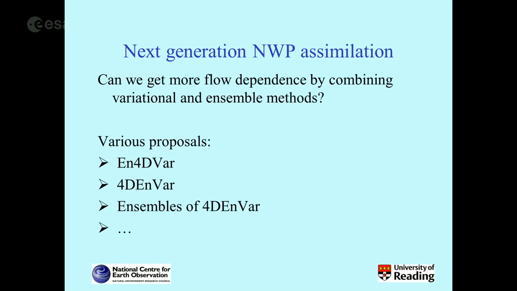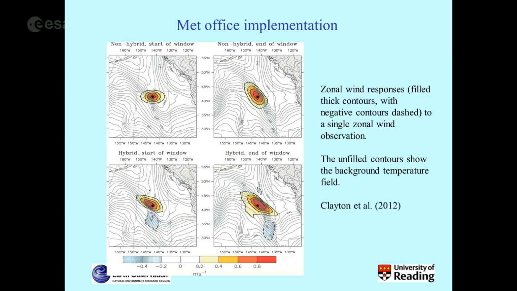And there are various proposals with all kinds of complicated names. So we have ensemble 4D-Var, we have 4D-EnVar, and we have ensembles of 4D-EnVar, and various other combinations of those names. And these are all different ways that people are looking at the moment to ask, can we combine some of this information about the current flow with our usual covariance matrices to try and improve our assimilation?